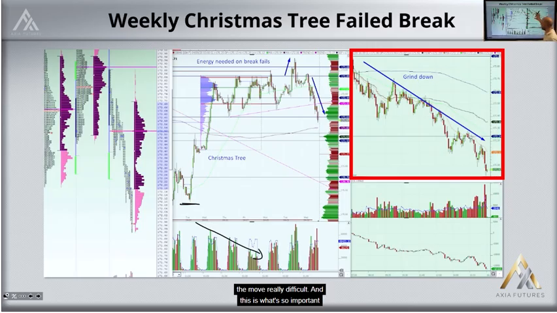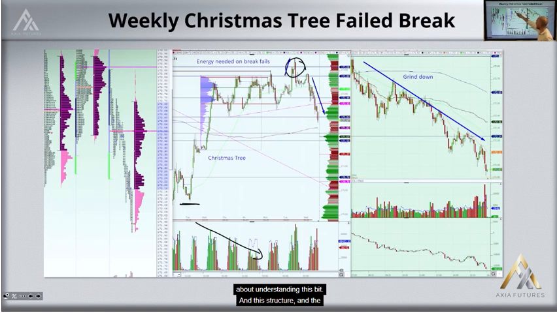And this is what's so important about understanding this bit and this structure and the forcing out of the participants in here, which is what creates this steady move, because these people slowly get out because each of them is going to have a differing stop, and that's why you have this slower, steadier drop.